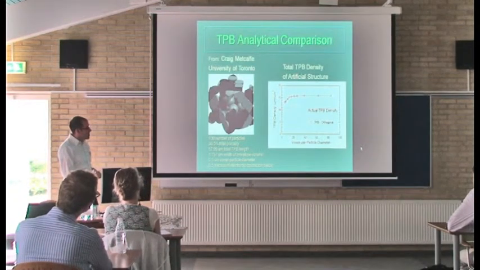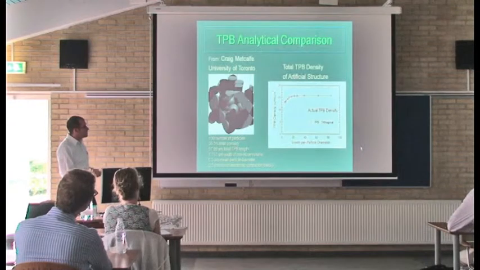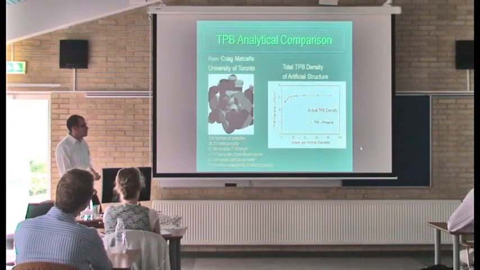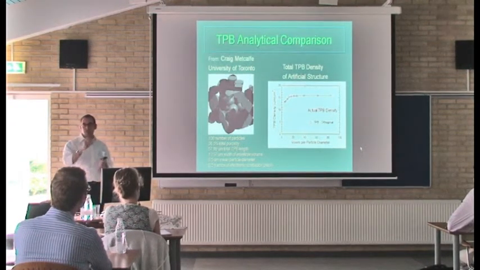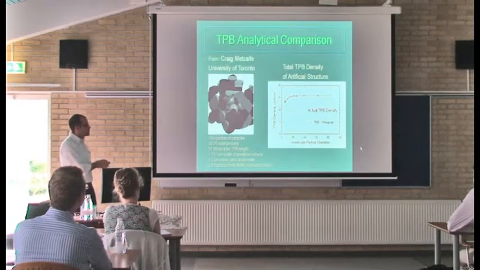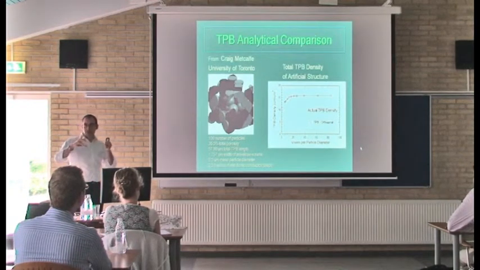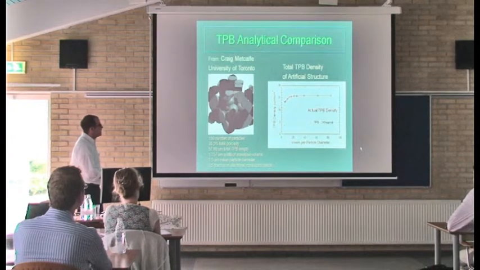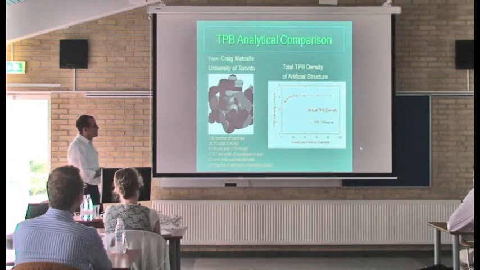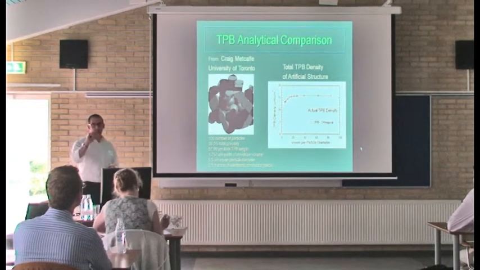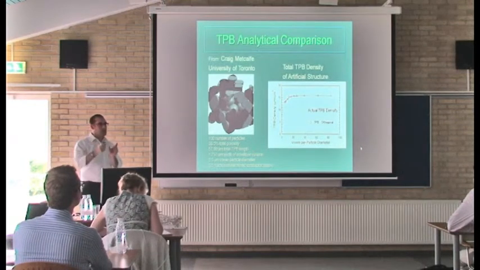So this line represents the actual TPV density of this structure. And again, we did voxels per particle diameter, so we changed the resolution of this structure. So we cut it into slices and voxelized it. And this was the TPV density just adding up those line lengths that I talked about, the orthogonal segments.